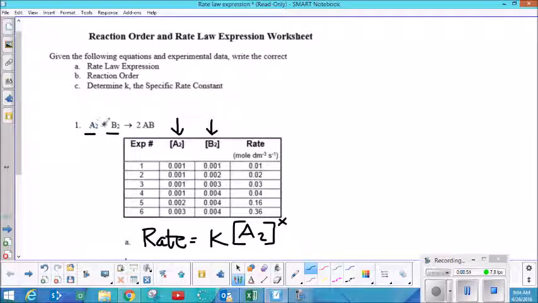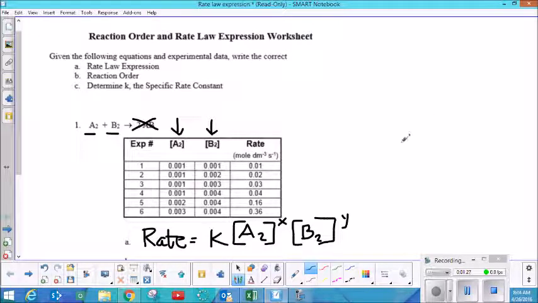So I've got A2 as a reactant, and it's going to be raised to a power. And also I have B2 as another reactant, and it too is going to be raised to a power. Now we're not completed yet with determining the rate law expression until we figure out what these X's and Y's are. Please notice that the products are not participating in your rate law expression, just your reactants.